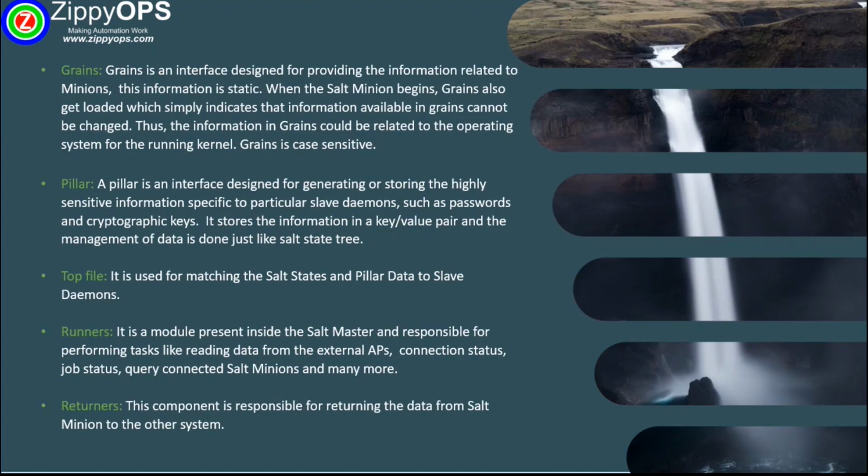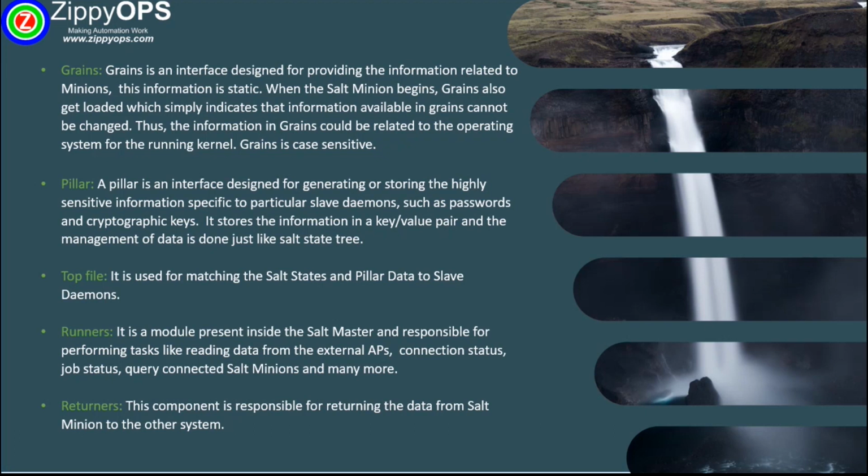Grains, I already told you, are nothing but the information related to the particular minion. These are all the default OS level information. It can be kernel parameters, CPU, or disk information. And pillars: this is basically to store the variables, and highly sensitive information can be stored in the pillar. Next is your top file. The top file is where we say where exactly the pillar data is available and all those things.